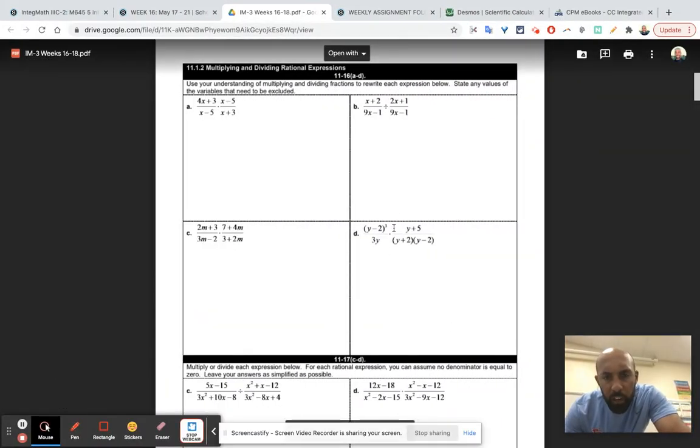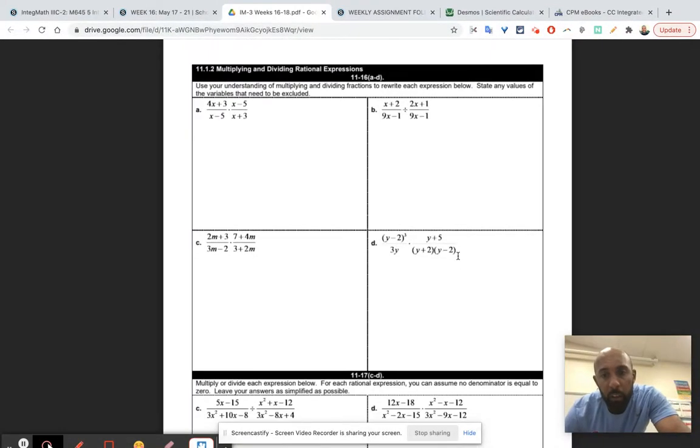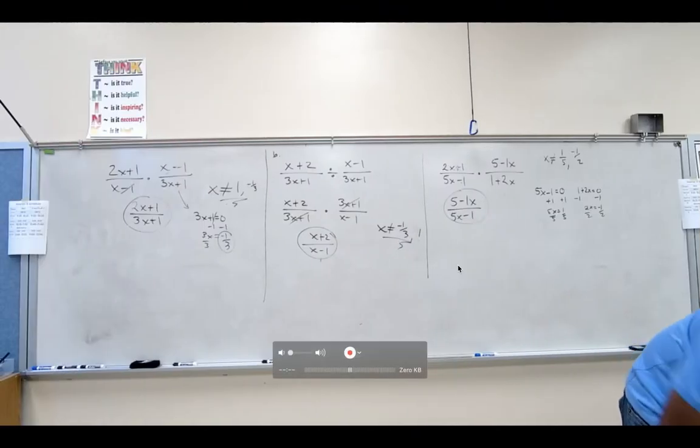Okay, this next one right here, part D, notice it has a 3. So when you would do this, expand that out. You're going to have 3 minus y minus 2. So you're going to have y minus 2 times y minus 2 times y minus 2. And you can only cancel 1 y minus 2 for every y minus 2 on the bottom. Okay, so I'll do a quick example like that one.